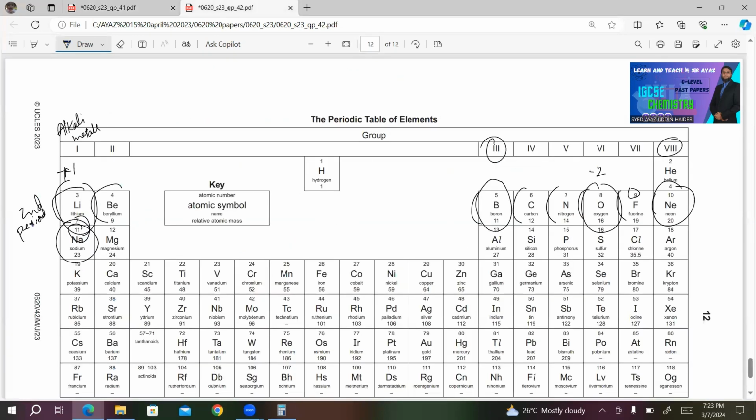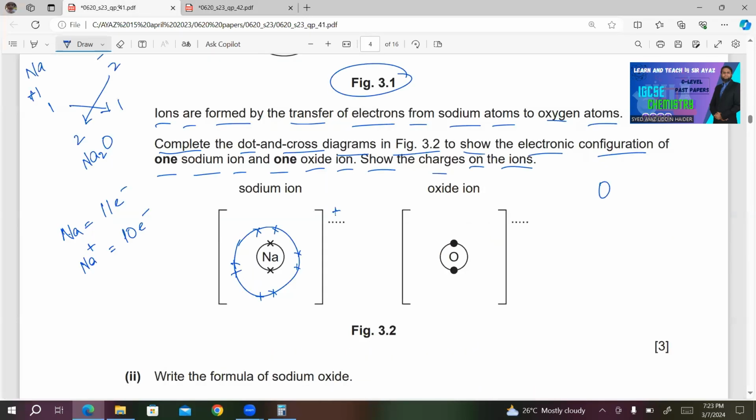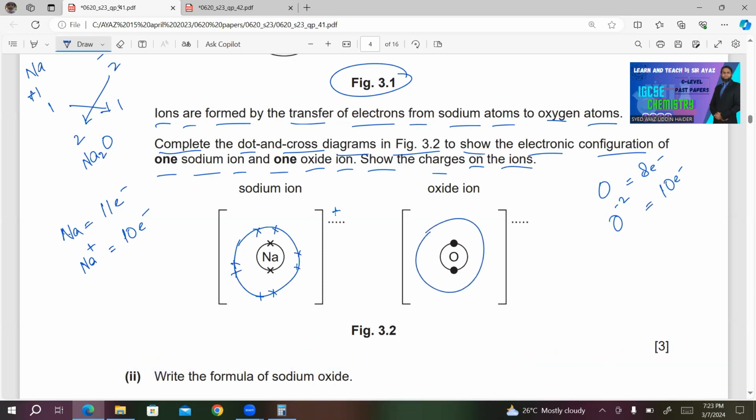Here is oxygen. The proton number of oxygen is 8, which means it has 8 electrons. So it has received 1 electron from each of the 2 sodium atoms. Now it has 10 electrons, which means it will acquire a 2 minus charge. So in the valence shell, I have to show 2 electrons from the sodium atoms. Here we have electron from sodium 1 and 2.